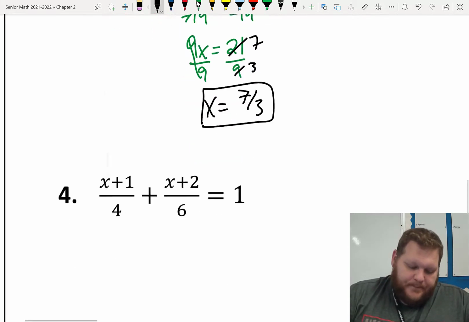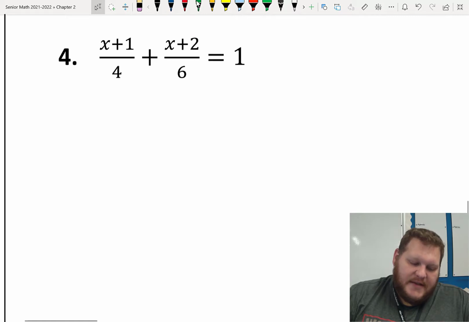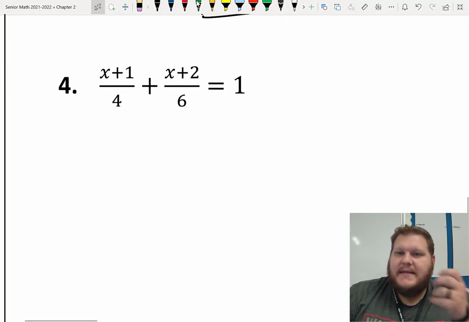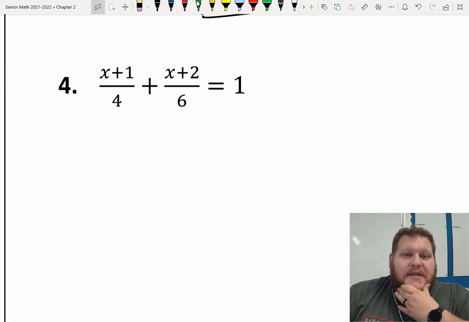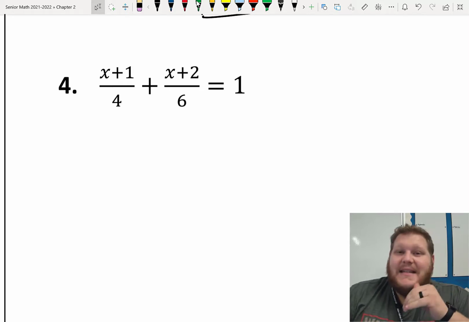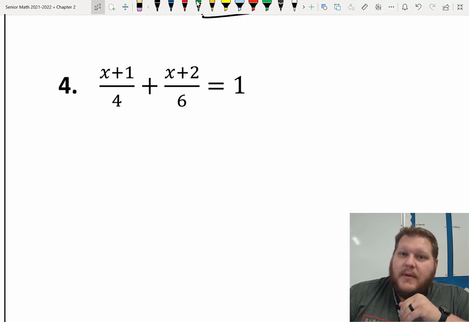Okay. Another form of that same type of equation is number 4 here. We're dealing with x plus 1 over 4 plus x plus 2 over 6 equals 1. So now, again, the least common denominator would be 12. 12 is the smallest number that both of them go into.